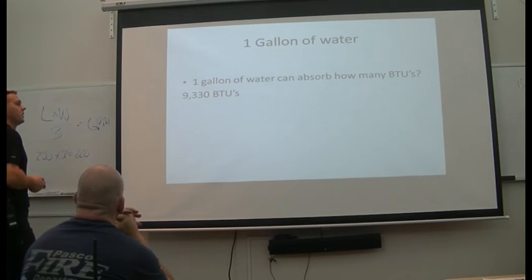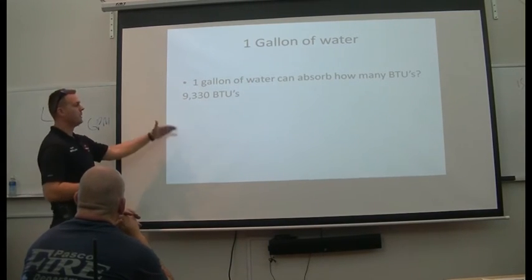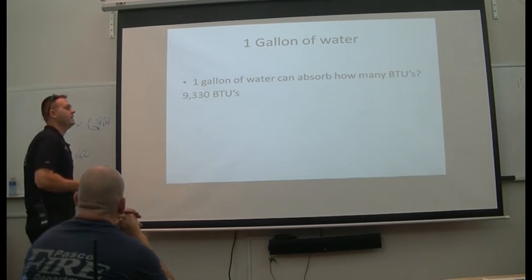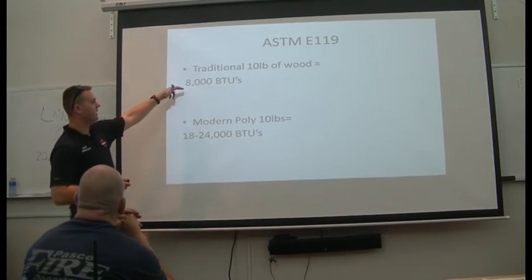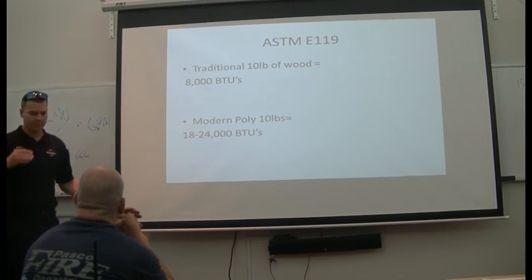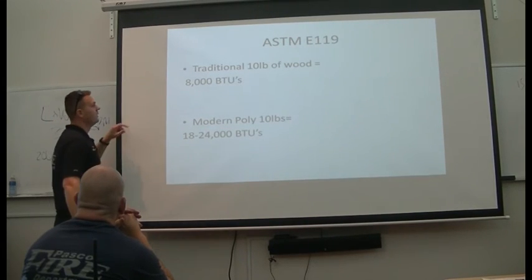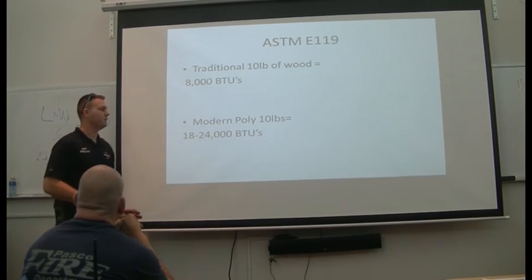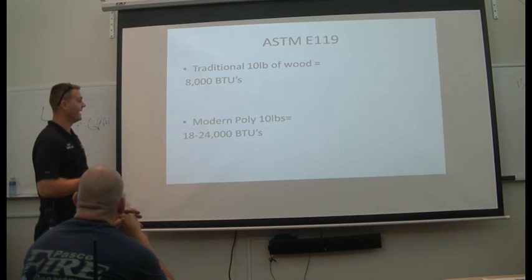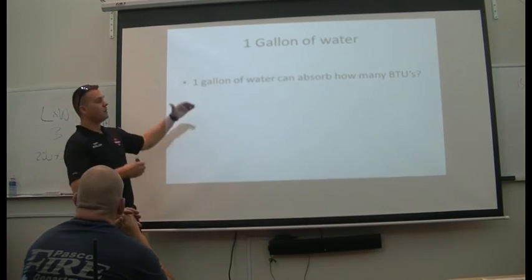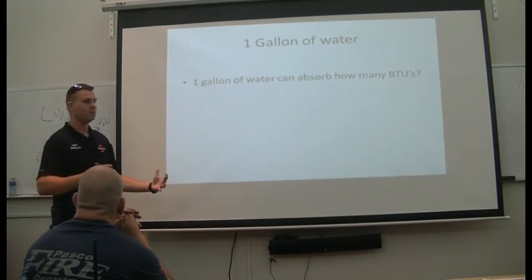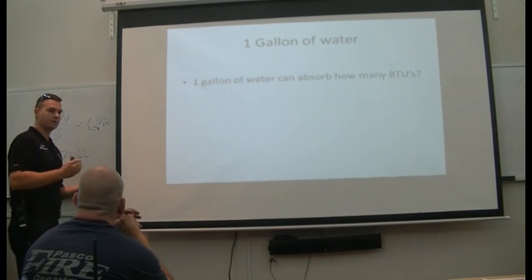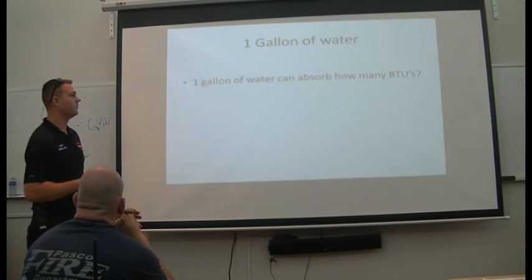So, how much can 1 gallon of water absorb? About 10,000 BTUs. And the number isn't really important. What's important to remember is that when they did this test, the ASTM 119, they did it with wood cribbing. That wood cribbing, 10 pounds put out 8,000 BTUs. The modern poly stuff is double, so that's what's important. It takes 2 gallons of water to absorb what we used to absorb with 1.